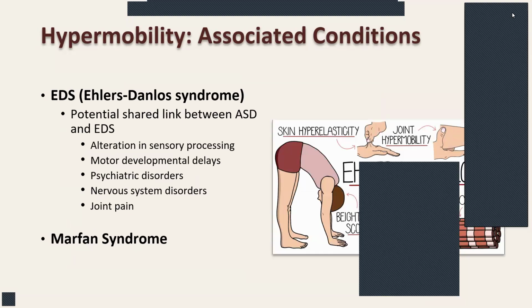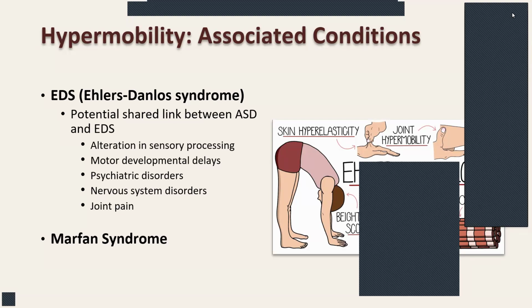To Ehlers-Danlos syndrome, also known as EDS, there is research indicating that there is a fairly strong link between autism spectrum disorder and EDS. They have overlapping symptoms, including altered sensory perception, motor developmental delays, psychiatric disorders, nervous system disorders such as POTS, which is postural orthostatic tachycardia syndrome. It's a hypotensive issue, as well as joint pain.